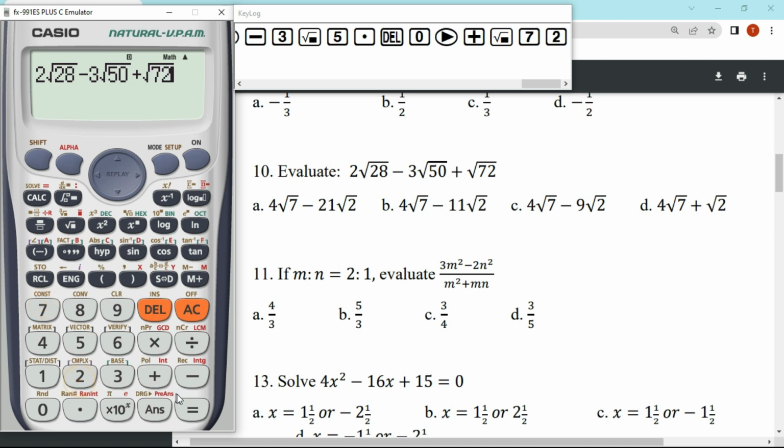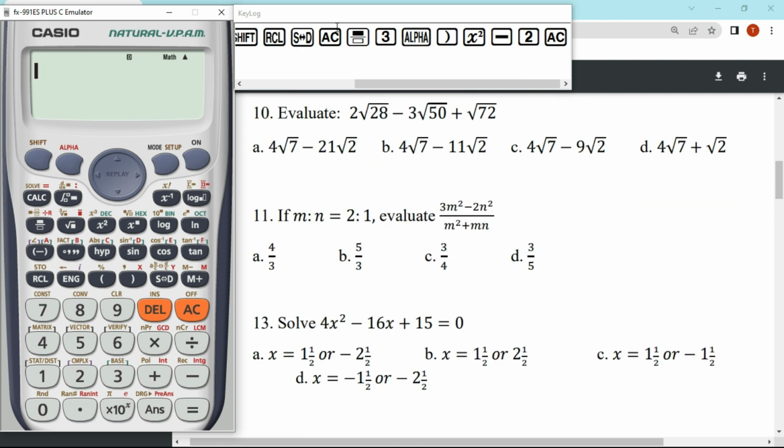After inputting it, I click on the equal sign, and then boom, my answer is displayed up here. My answer is 4 root of 7 minus 9 root of 2. So I just look into the alternatives here. I have here 4 root of 7 minus 9 root of 2. So my answer is C. Now let's move to question 11 directly.